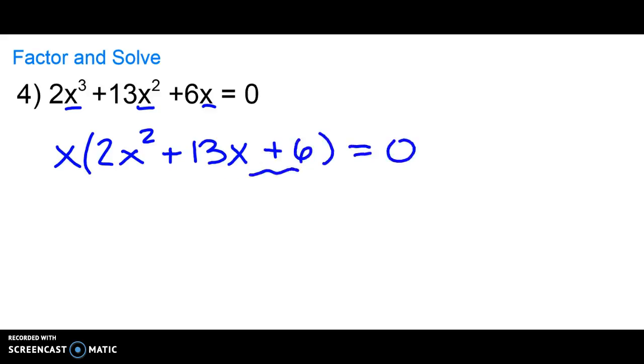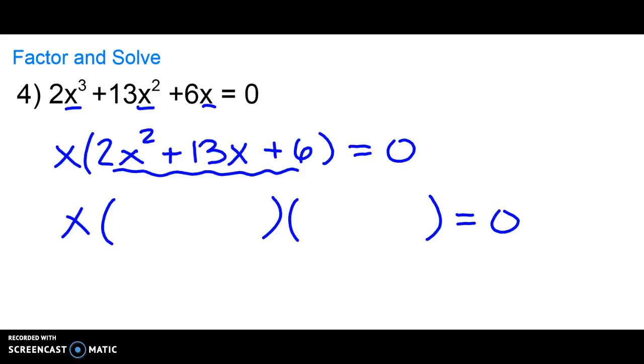Okay, now I'm going to try to actually factor this middle piece. So x is going to stay in front. I'm not going to lose it. And I'm going to make myself 2 parentheses. Okay? So the only way to factor 2x squared when I'm multiplying is to get a 2x and an x. And there's a couple different ways to get 6. One of the ways to get 6 is 1 and 6, and the other one is 2 and 3. Let's start with 2 and 3 and see if that gets us somewhere.